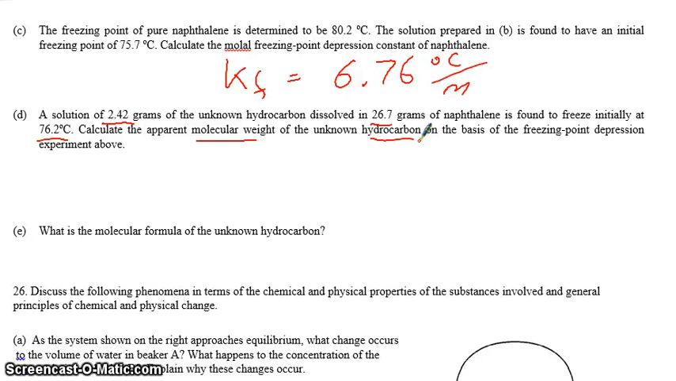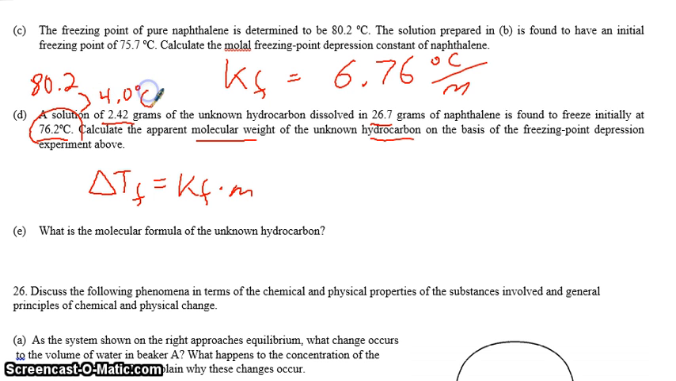In this case we're going to apply that same equation. The change in the freezing point equals the Kf times your molality. However, the change in freezing point is a little different. Initially we started at 80.2, which means the difference here would be exactly 4.0 degrees Celsius. The Kf we solved for, here it is, and the molality is what we're going to use to pull out the moles.